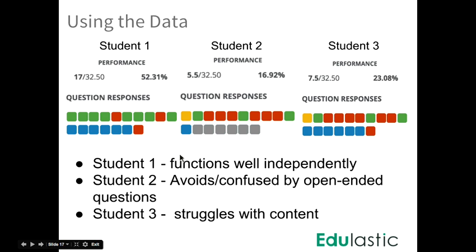So I said the blue boxes are open-ended, but I wanted to say during this slide that the gray boxes, as I said before, actually mean all of these boxes start gray to begin with. And as a student responds, the color changes. So the gray box actually means that student 2 did not solve, may have attempted, I can't say that, but did not solve or even try.